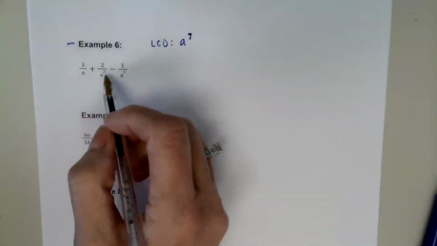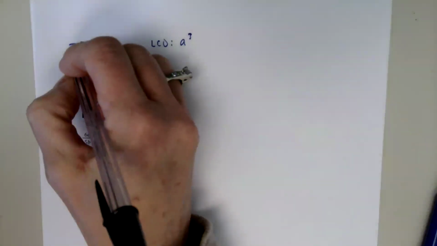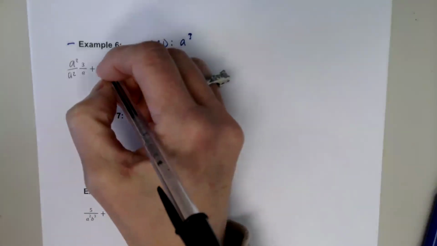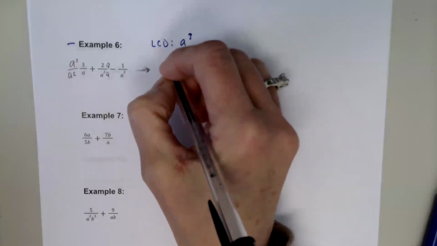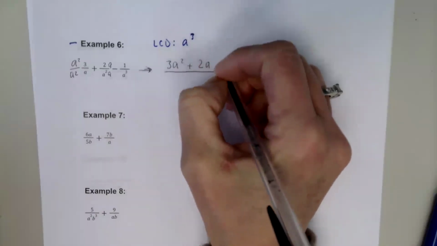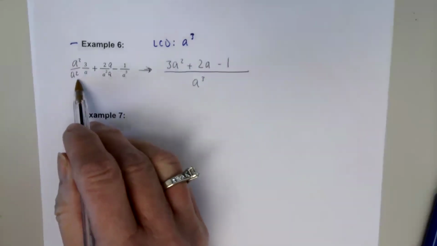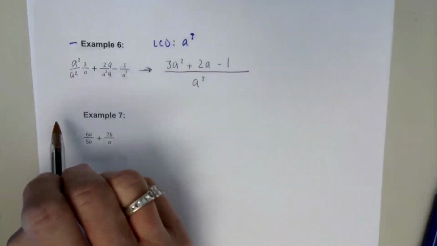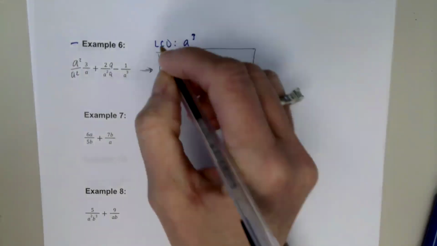So this first fraction needs a squared, two more a's to make it even with a cubed. So I need a squared over a squared. And then the second fraction needs a over a. So I then have 3a squared plus 2a minus 1 all over a cubed. Because now they are all a cubed, a cubed, a cubed, a cubed. And these are not like terms, so they are as combined as they can be.